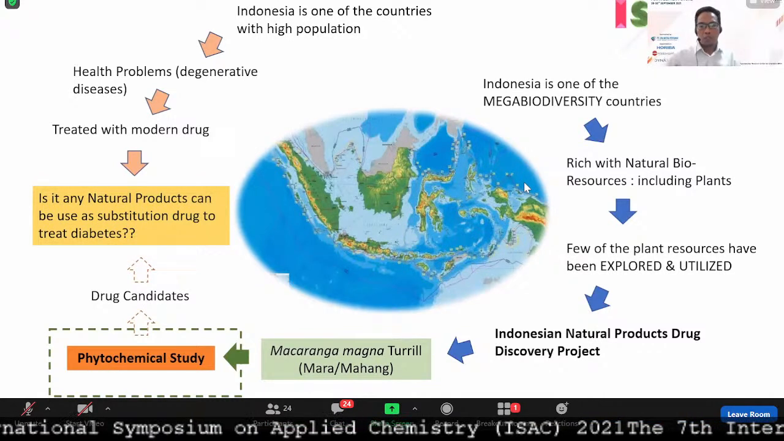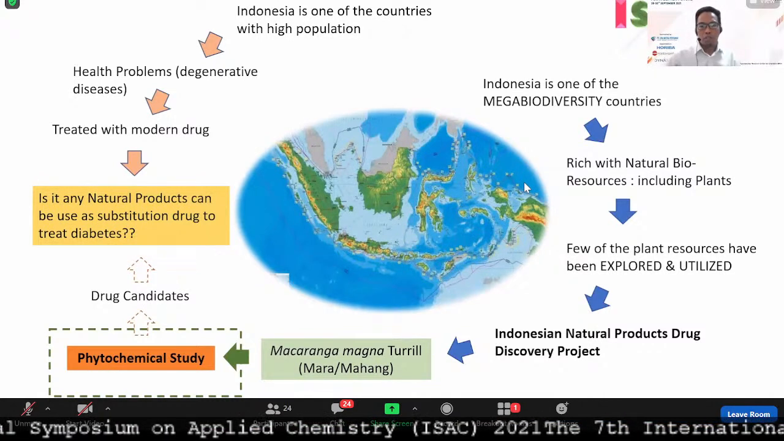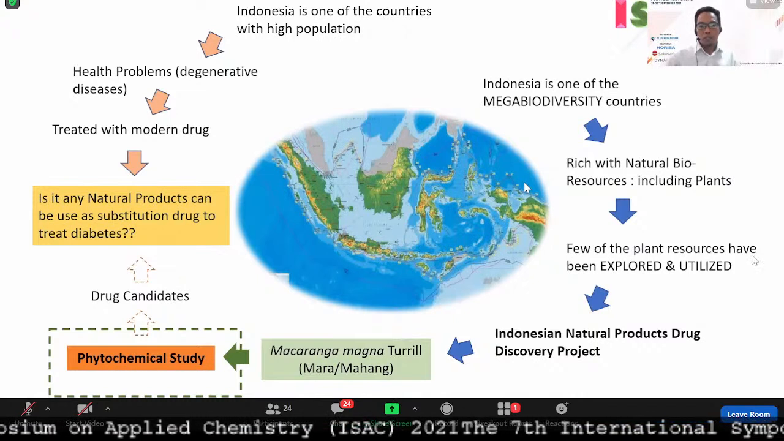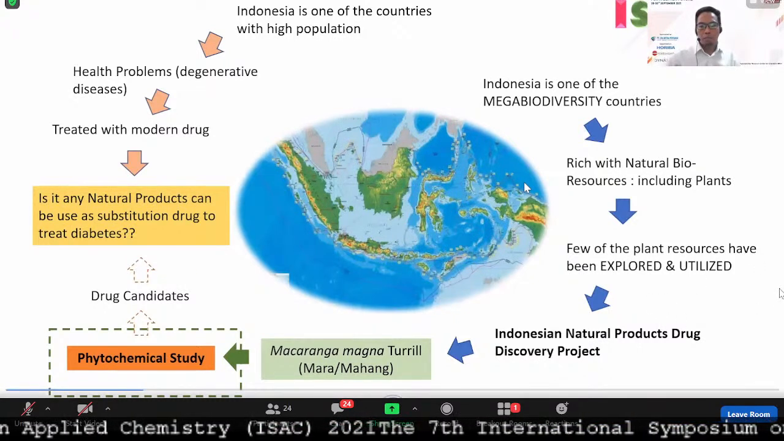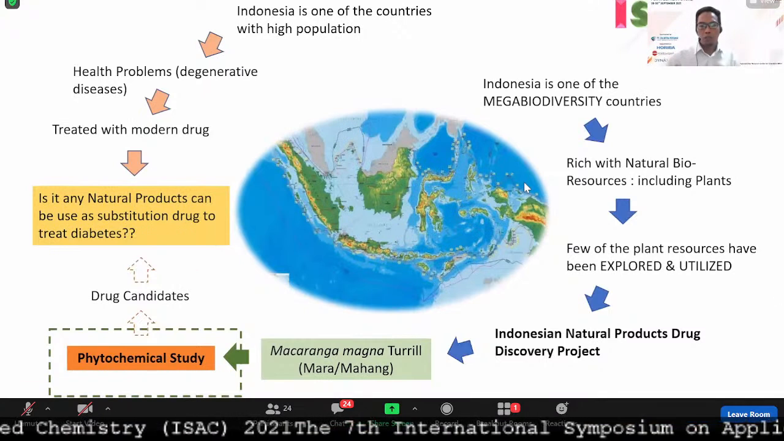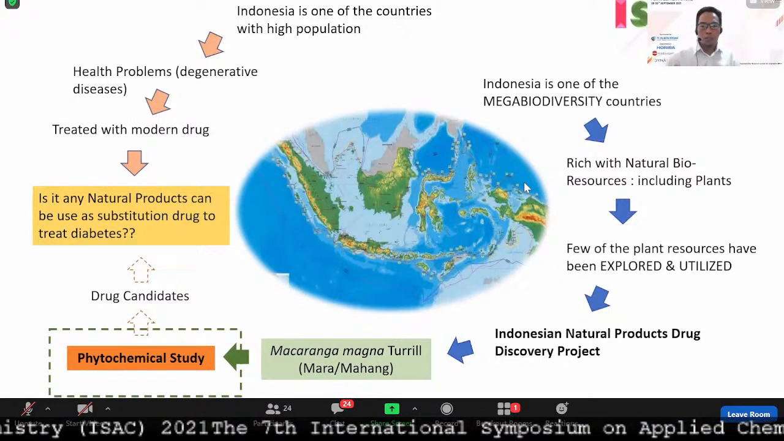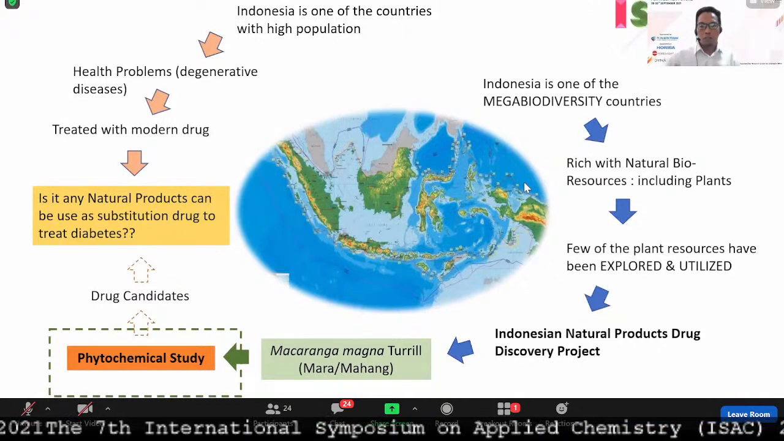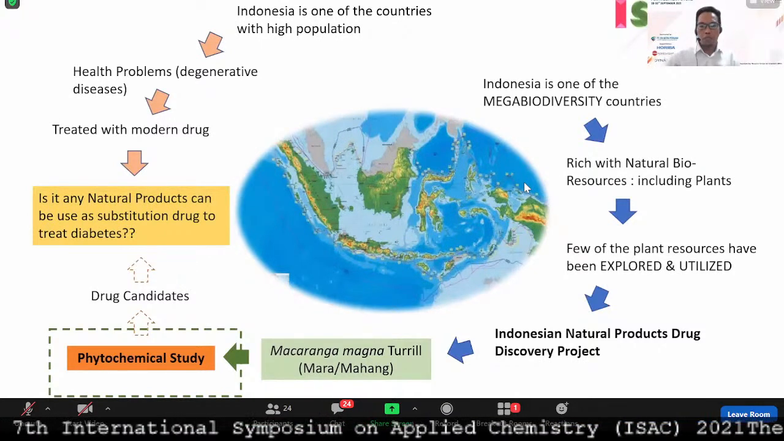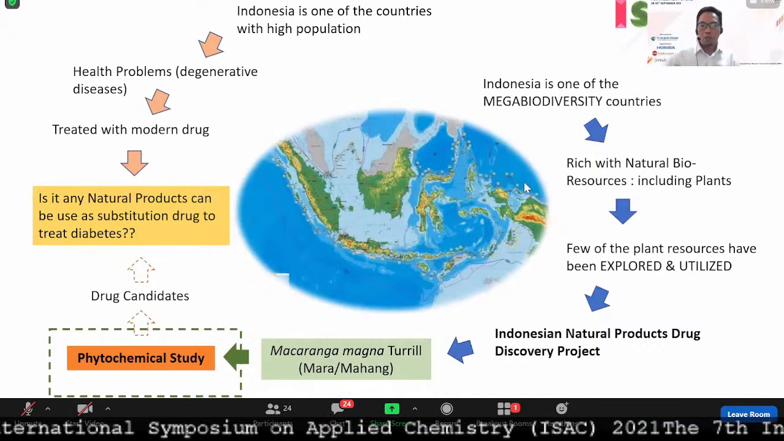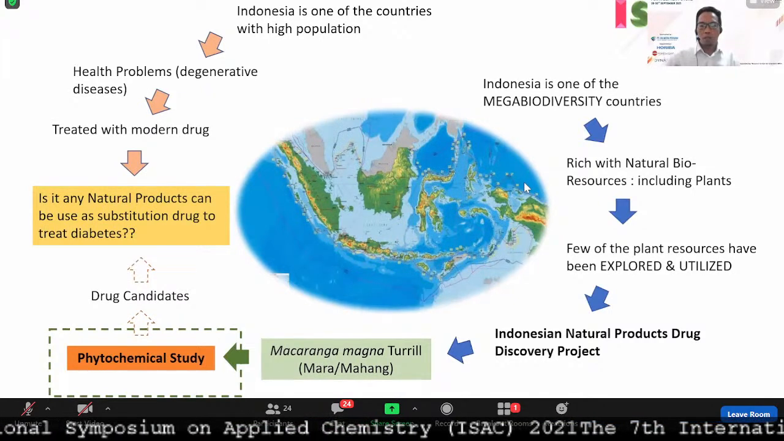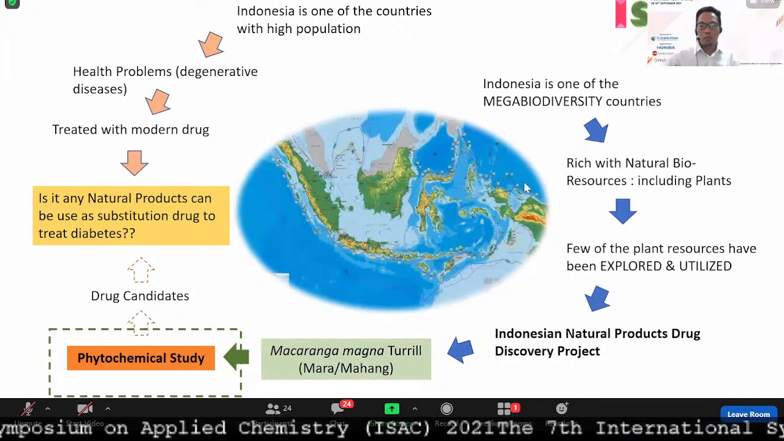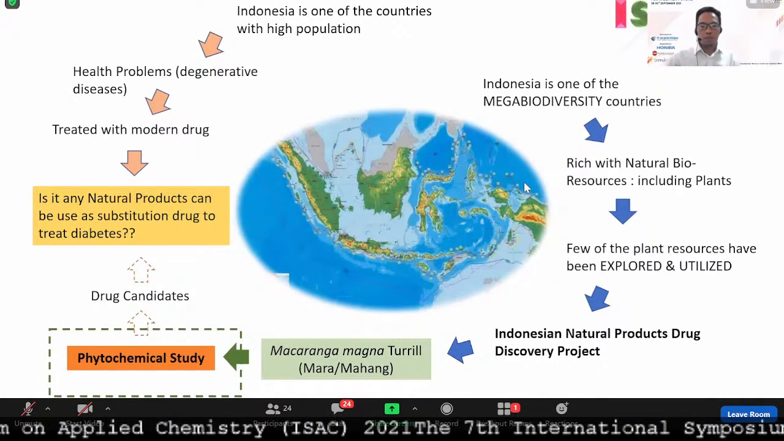With the two conditions mentioned above, let us come to the question: is there any natural product resource, especially plant resource, that can be used to substitute modern drugs to treat some diseases? Based on that question, we started to do drug discovery research based on local plant or endemic plant resources. And for today, I will present about phytochemical study of one local plant resource, Macaranga magnaturil.